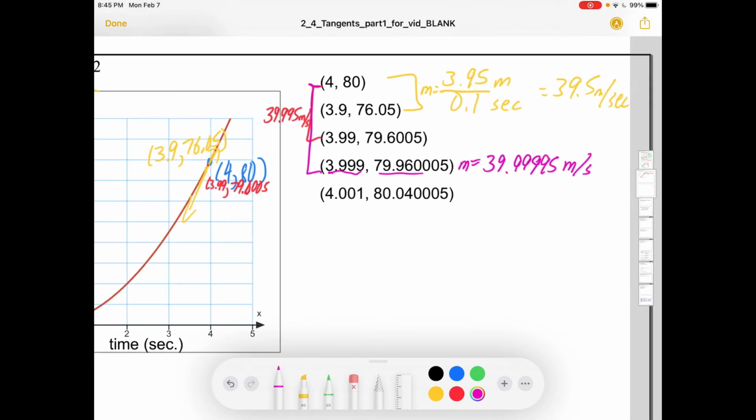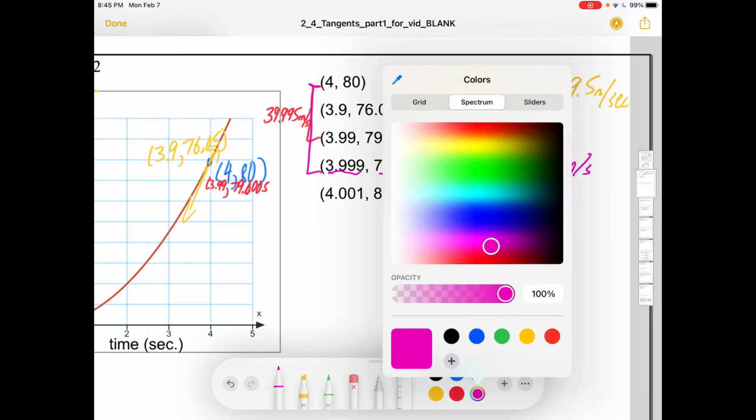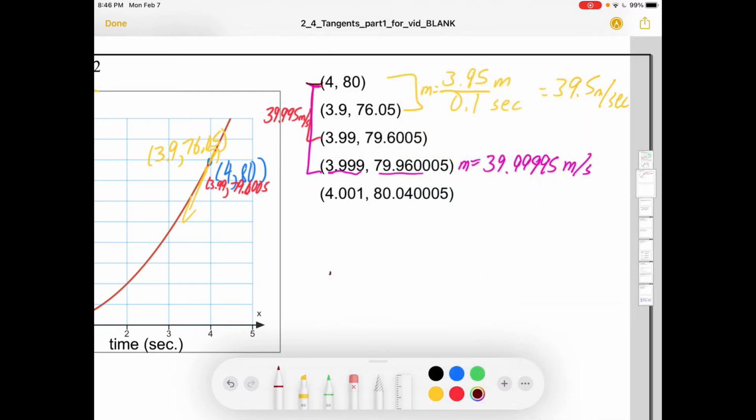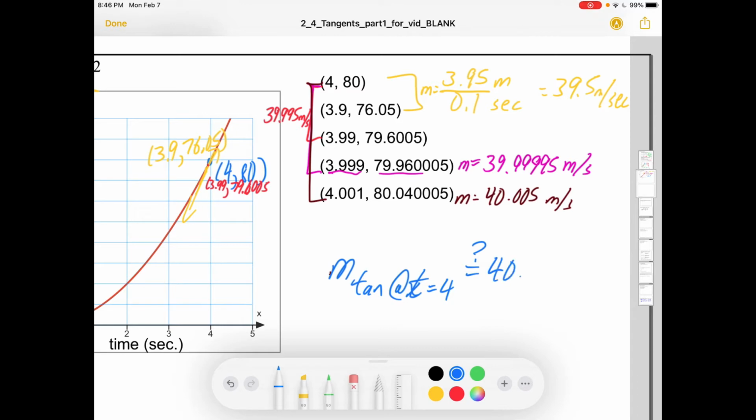Okay. You could even use a point that's beyond it, even though the pumpkin will have hit the ground. You could still use the model. And if we used these 2 points, you get a slope that's a little more than 40, 40.005 meters per second. So my guess for the tangent slope at x equals 4, or t equals 4, I guess, my guess is that it's going to be 40 meters per second.